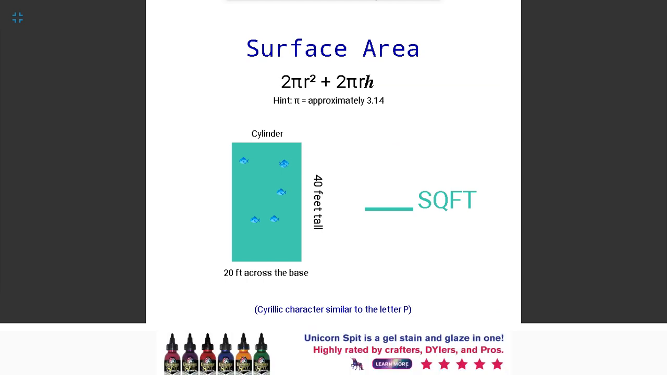So you may have seen this symbol called pi. Pi, here's a fact. It is a Cyrillic character similar to the letter P. I think that's how you say it, P. But pi is both a Greek and Russian term for P.